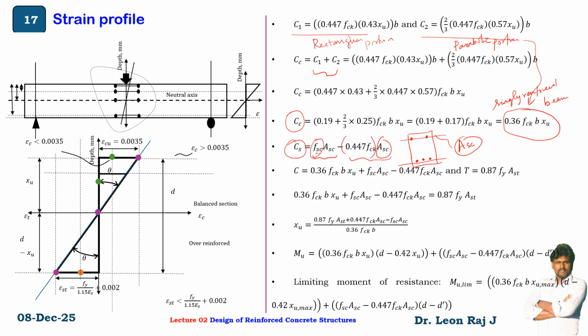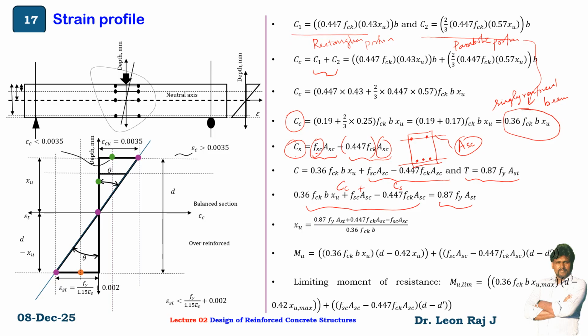That needs to be subtracted, and C is equal to Cc plus this portion, that is Cs. You will get the total term C. So T equals 0.87 fy Ast. We equate these two forces, Cc plus Cs equal to T, and you will get the neutral axis depth xu equal to (0.87 fy Ast plus 0.447 fck Asc minus fsc Asc) divided by 0.36 fck into b.